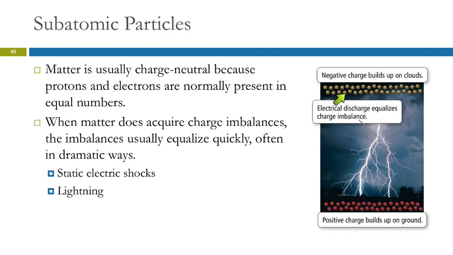bright. And so what happens here is we've got a negative charge that builds up on the clouds, a positive charge building up on the ground, and lightning is the equalization of those charges. Very dramatic. Static electric shocks are also equalization of charge imbalance. We don't get that so much here because even in the winter, the air is not super dry. In the Midwest, where it gets really cold and you run the heaters, it gets very dry.